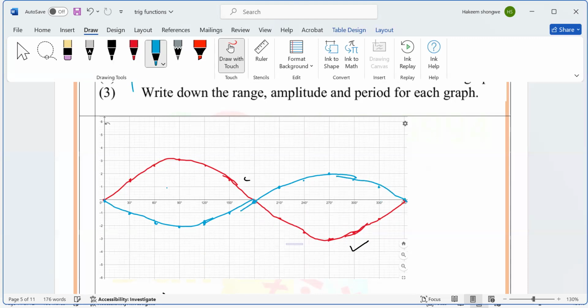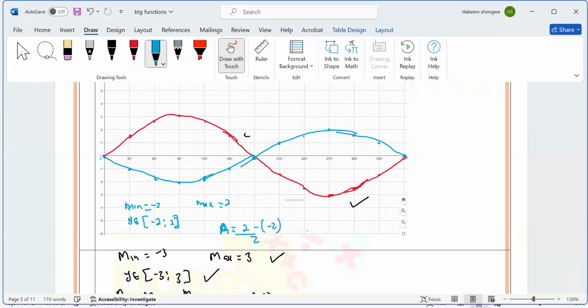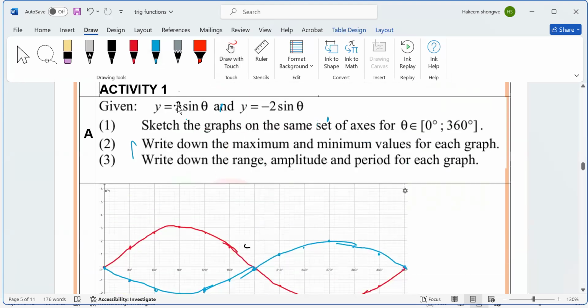Okay, let's talk about what the minimum value for this one is then. Minimum is -2. What is the max? It is 2. Okay, we are moving on. What is going to be the range of this one? Y is an element from -2 to +2. Okay, we want the amplitude. What is going to be amplitude A? It's 2 minus open bracket -2 divided by 2, which is going to be 2. And then you can see, look at this here. You'll start to see something. The amplitude is whatever is before the trig ratio, but it's the positive value. Can you see that? This one, it is 2. The amplitude is 2, but it's positive.